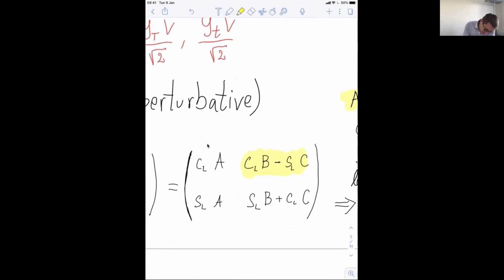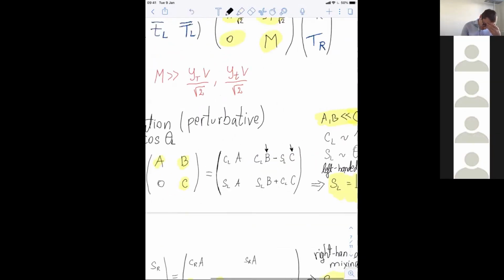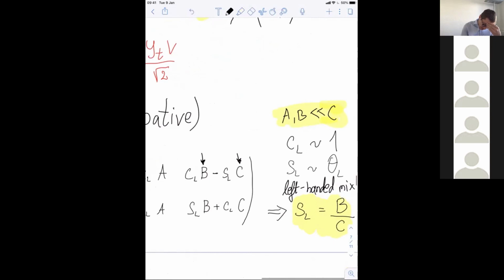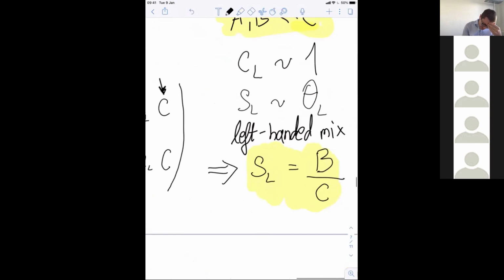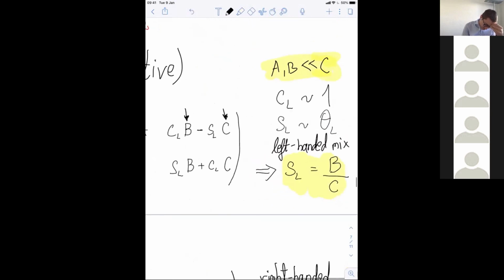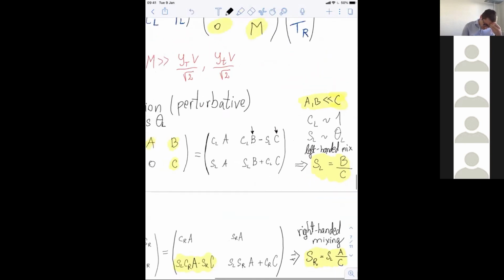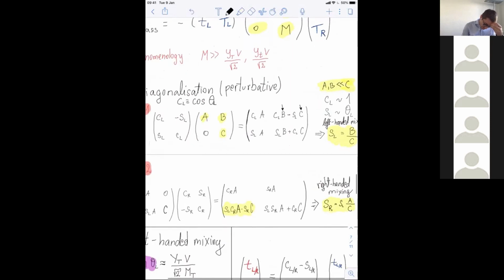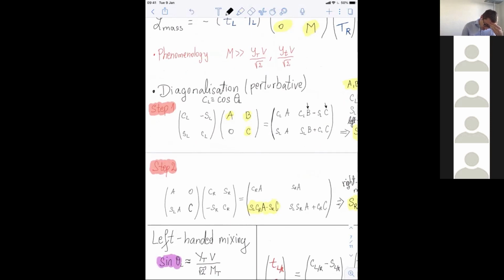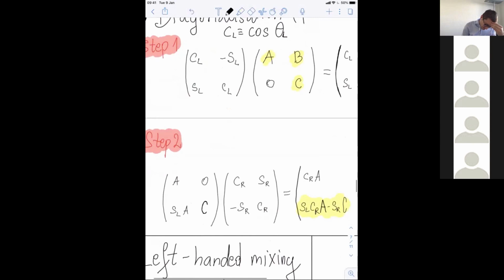Now, remember that C is much bigger than B, which means that we can approximate cosine with 1 and sine with the angle, and therefore we can get, so we want the off-diagonal term to be 0. We want to diagonalize, so we get the sine is B over C. Okay. So, but we are not done yet because we have this term left.